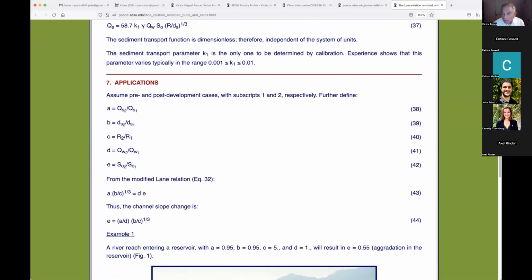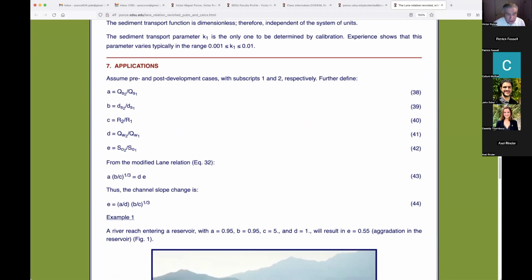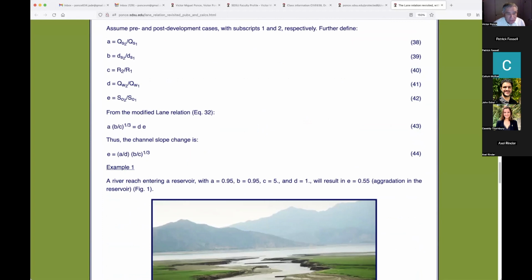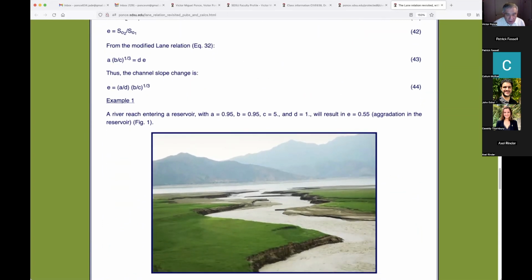The idea now, since we have an equation, is that we can qualitatively determine the variation of the variables: discharge, grain diameter, hydraulic radius, water discharge, and slope. Those enter into the function.